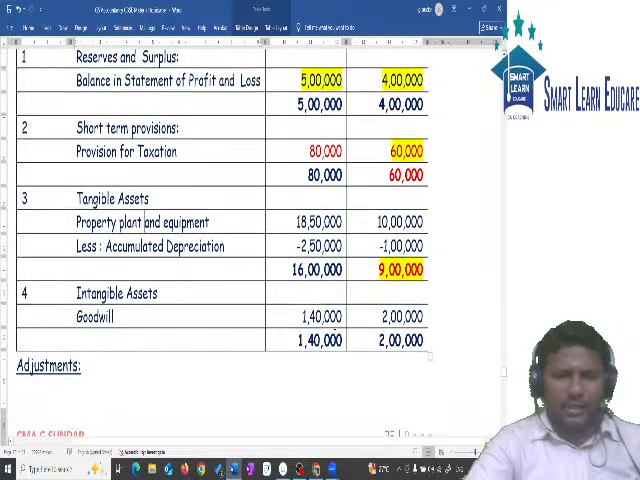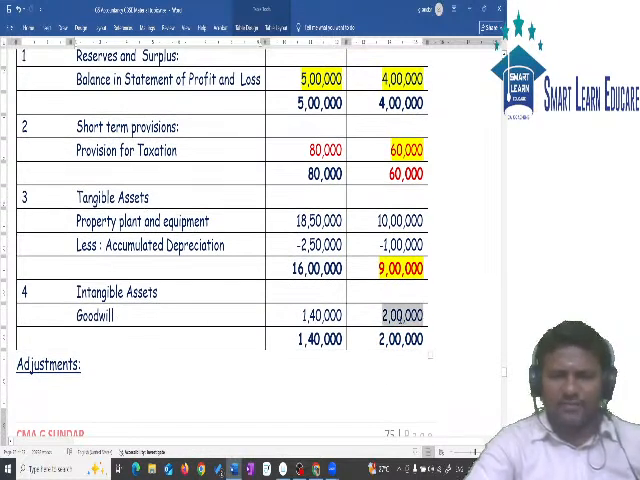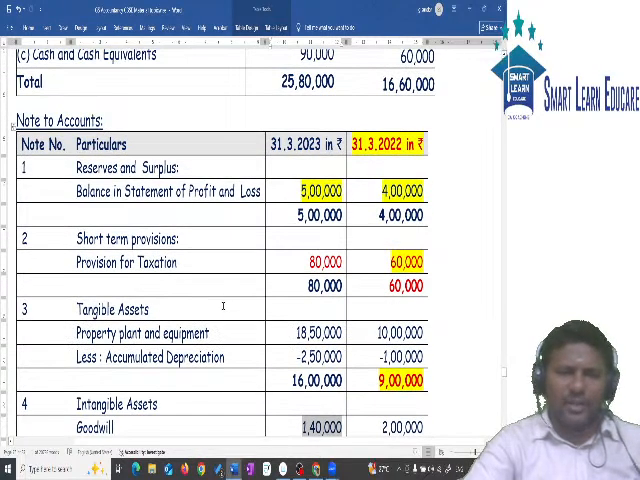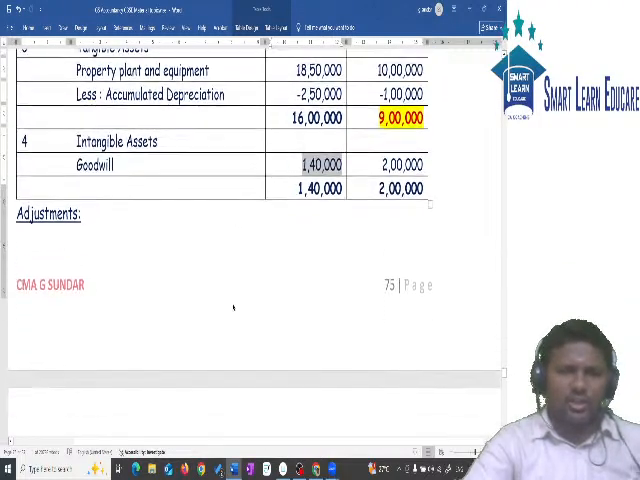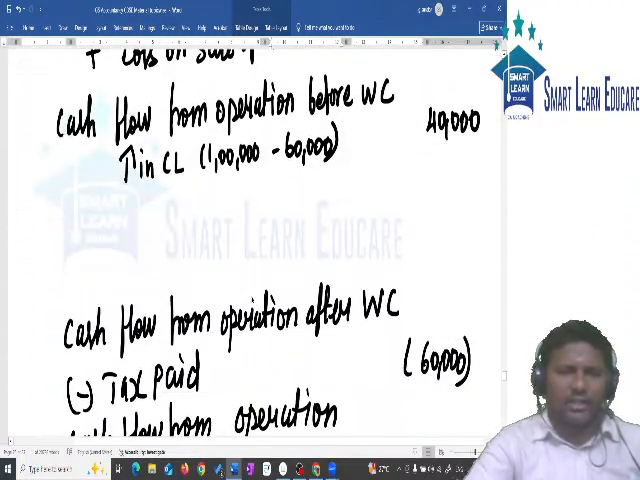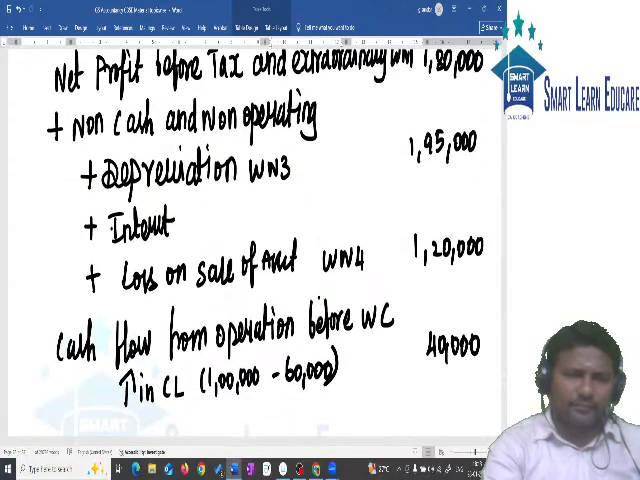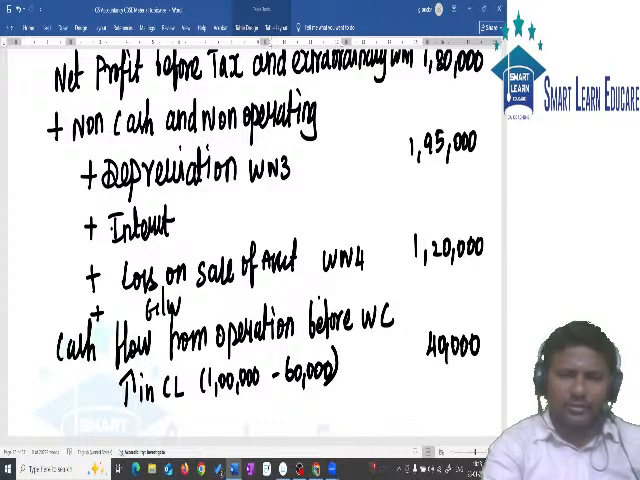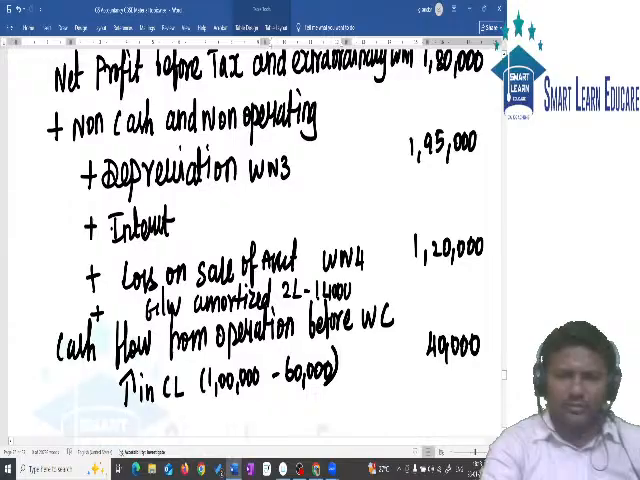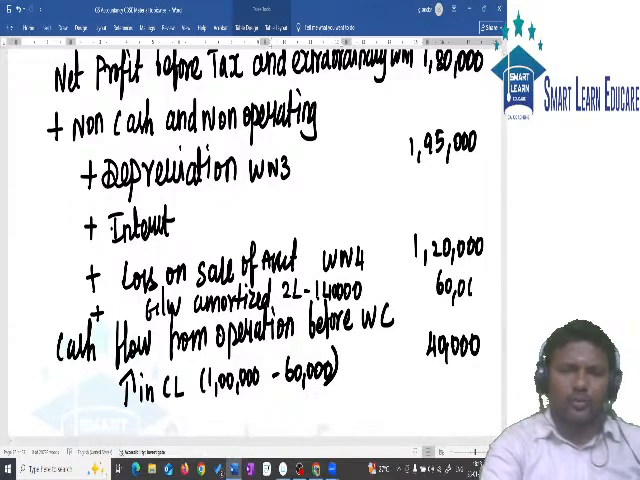Next, property, plant and equipment we have completed. Accumulated depreciation we have completed. Intangible asset: opening balance we have 2 lakh, closing balance it is 1 lakh 40,000. Meaning there is a reduction in intangibles. Amortization of goodwill should be added back. It is a non-cash item, so it should be added back. Goodwill amortized is 60,000. 2 lakh minus 1 lakh 40,000 will give you 60,000. 60,000 should be added back.